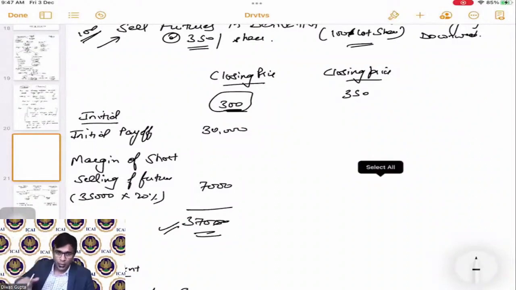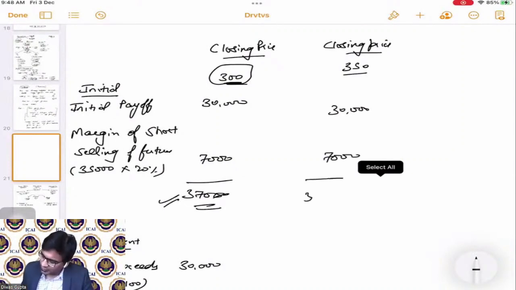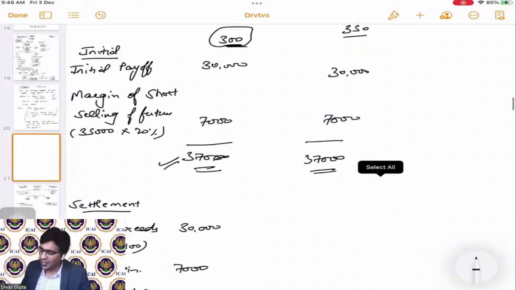See, Harshad, in this only I am doing what you are saying. So closing price is 350, right? Now you tell me, will there be a change in the initial payoff? No. Initial payoff will still be 30,000 and this will be 7,000. 37,000 will be the amount that initially we are paying. Initial payoff will not change in any of the closing situations that I'm taking, because initially it has already happened.